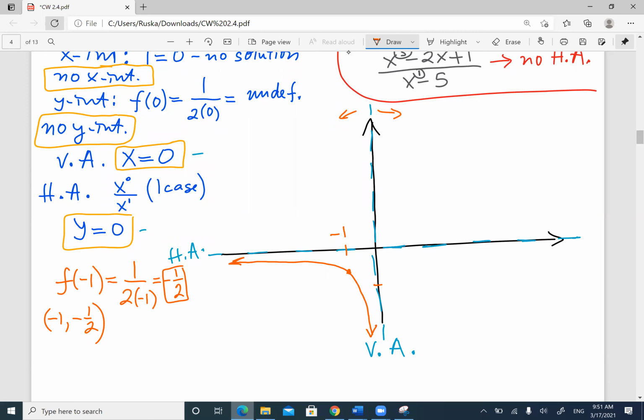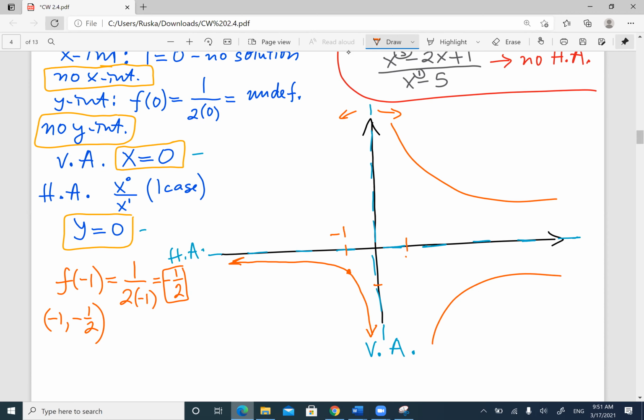So that's the one piece of the graph. Then you're gonna look on the other side of the vertical asymptote. So the graph could be like this or like this, one of those. Again, we don't know where. So we're gonna pick another point. And we can pick in this side of 0, right? You can pick 1, 2, whatever you want.